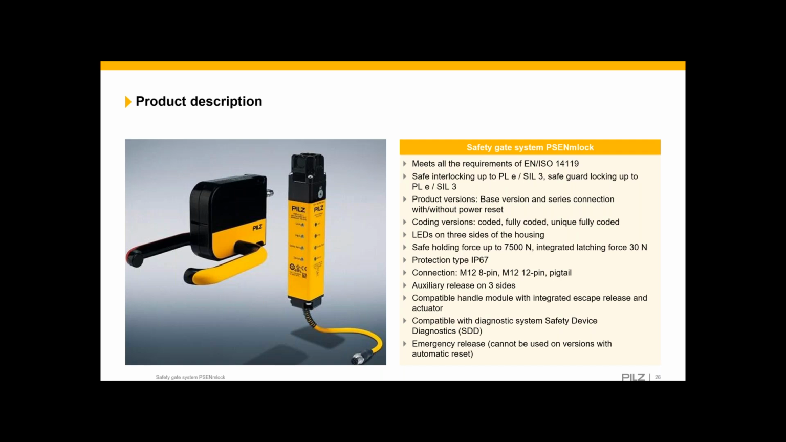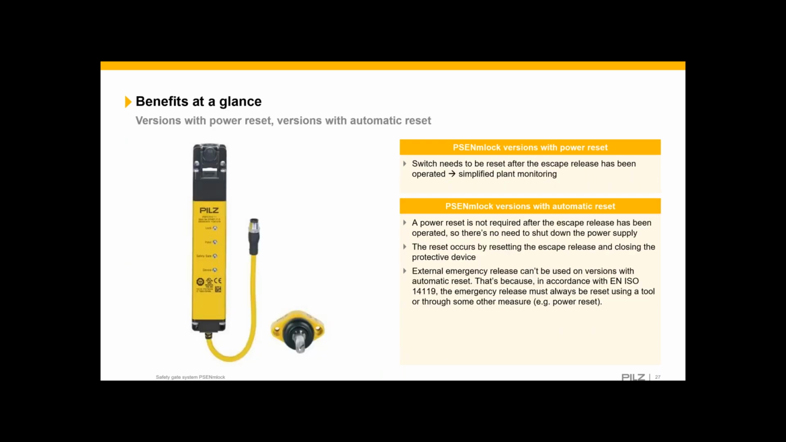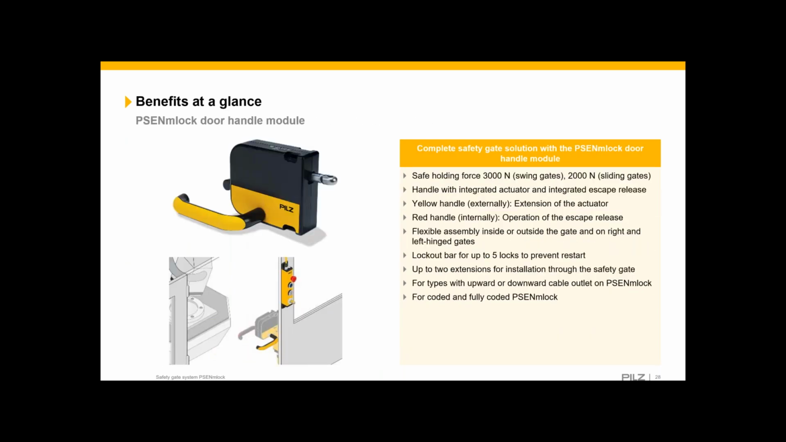So an example of that would be our S-lock that's showing here, our M-lock that's showing here. This meets all the requirements of 14119 up to PL e, category 3, and we do various versions of this with and without series connection, again with or without what's called a power reset. I can run through that later on. And we can also use this with our PIT gatebox reader to allow that only trained, authorized and competent people can gain access.